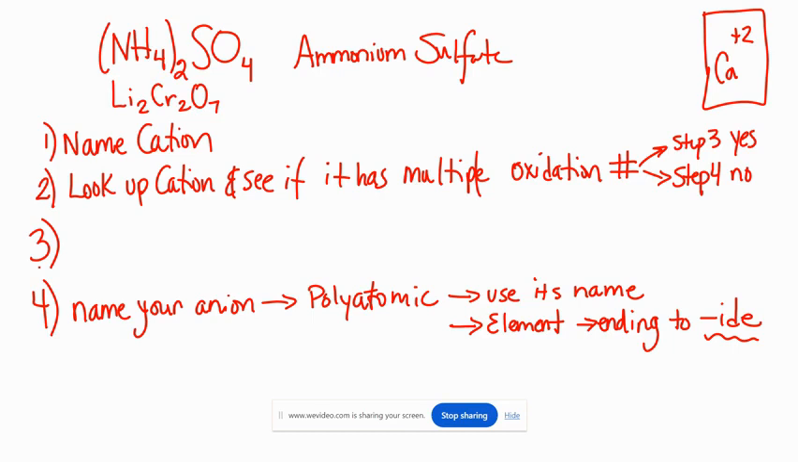All right, there's the next one. Li is lithium. Lithium only has 1 oxidation number. And what is Cr2O7? Dichromate.